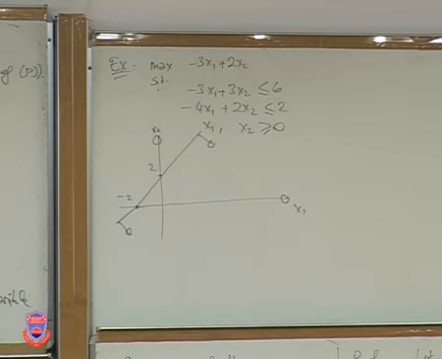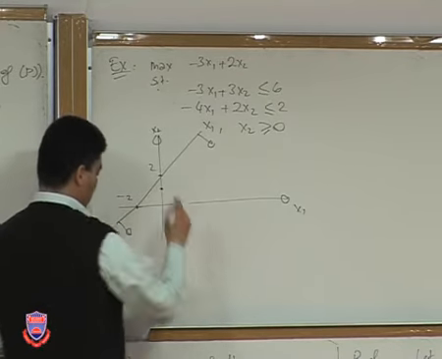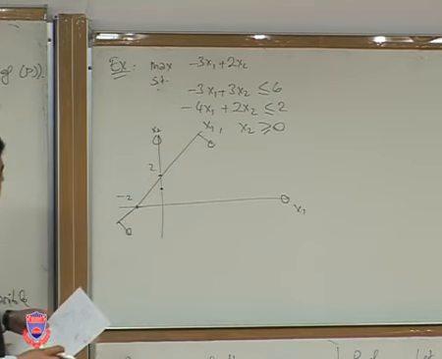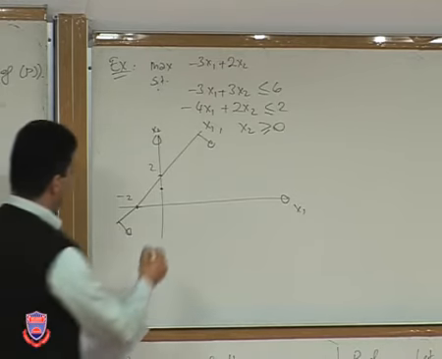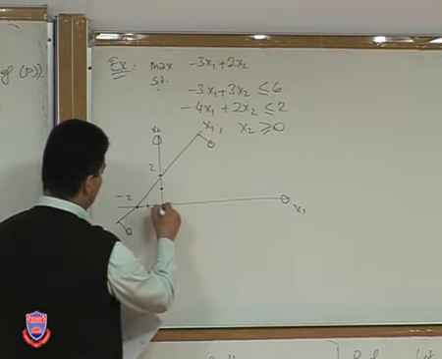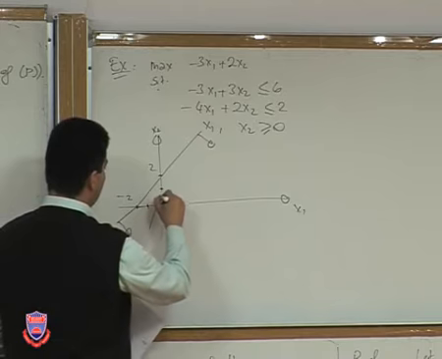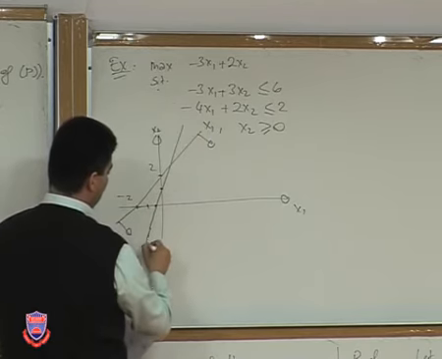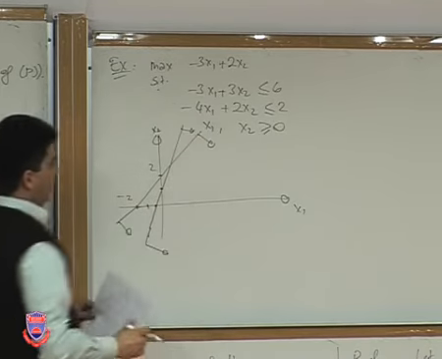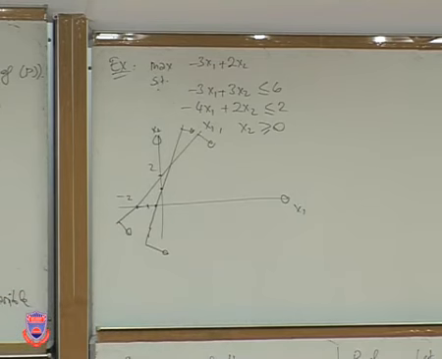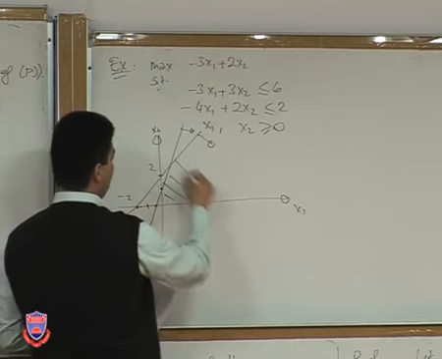And the second constraint looks like the following. If x1 is 0, x2 is equal to 1. And if x2 is 0, x1 is equal to minus 1 over 2. So it goes through these 2 points. Again, the origin is feasible, so as a result, we pick the right-hand side of this line. And we have non-negativity constraints. So the feasible region is given by this area.